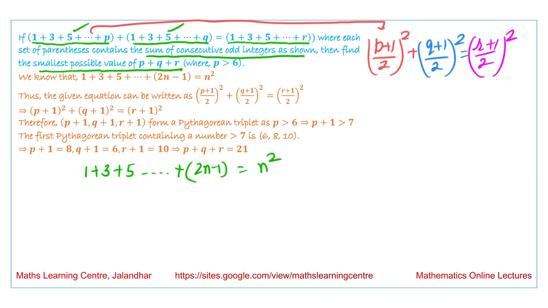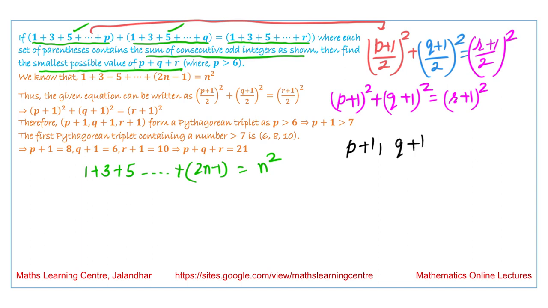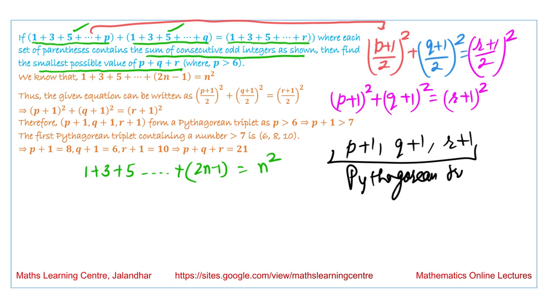On solving this, we will obtain that (p plus 1) square plus (q plus 1) square is equal to (r plus 1) square. So these three numbers, p plus 1, q plus 1 and r plus 1, form a Pythagorean triplet.